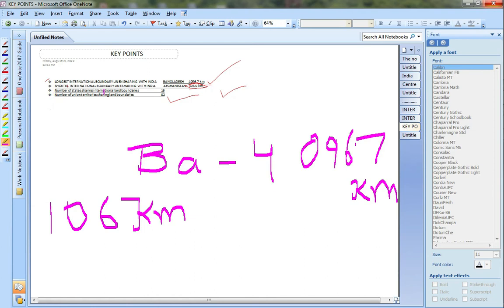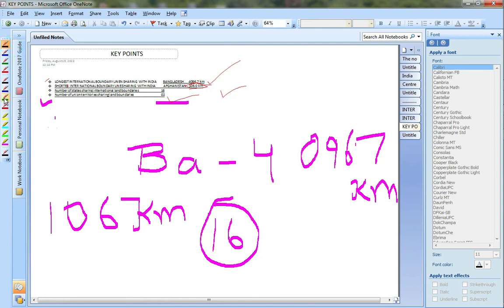And the number of states sharing international boundary lines with our neighborhood countries? 16 states. What is the number of states? 16 states. And the fourth one, the number of union territories sharing land boundaries with our neighborhood countries? 2. How many union territories share land boundaries? 2.